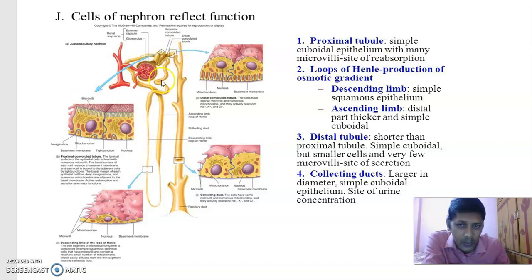This is the proximal convoluted part. Okay, that's about histology of the proximal convoluted tubule. Then look at this one. Loop of Henle: the descending limb is made up of simple squamous epithelium, and the ascending limb thin segment.